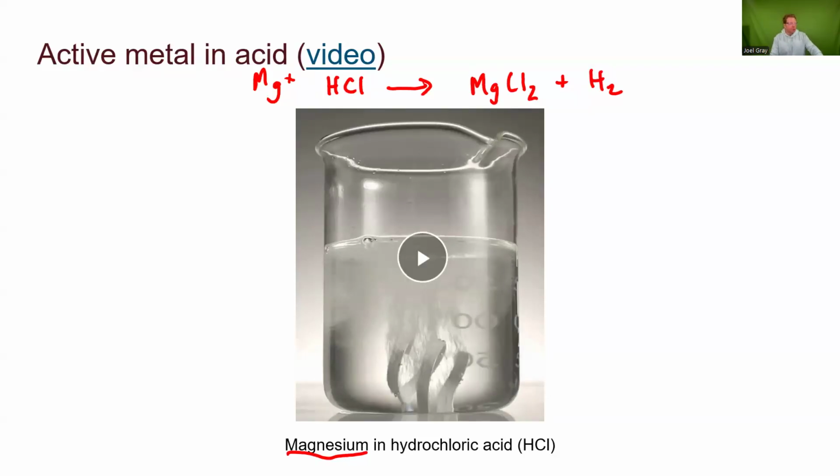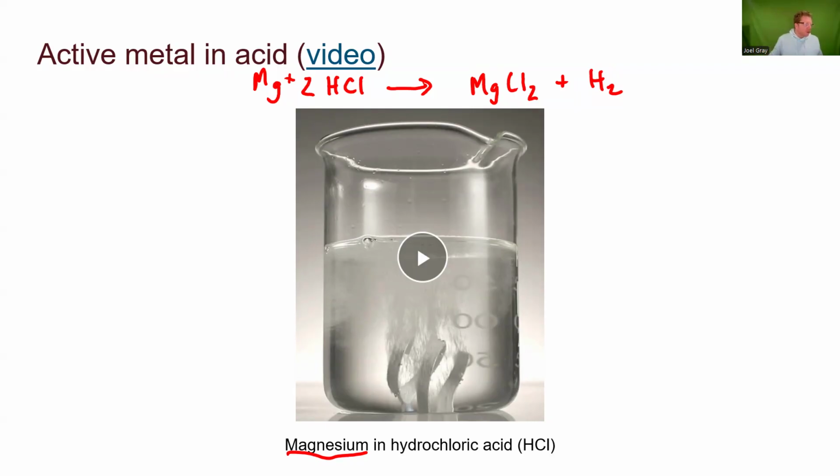How about I put a 2 coefficient right out in front of the... Perfect. Great job, Emma. Thank you. 2 HCl. Balanced. Done. Okay, so this hydrogen gas is going to bubble up. It's going to evolve through that solution. It's going to be released.